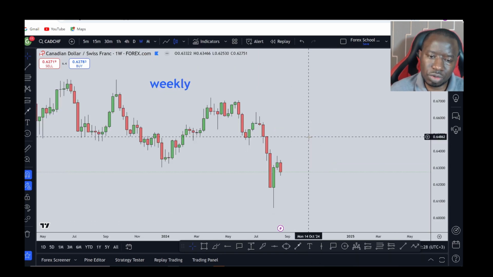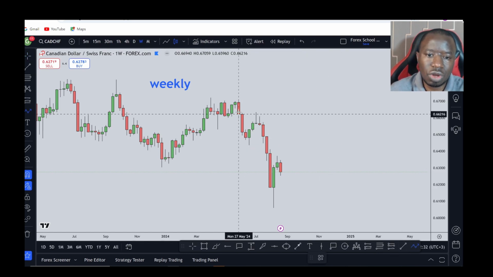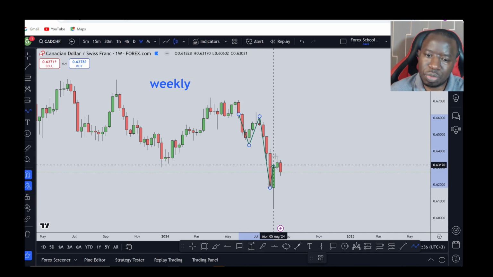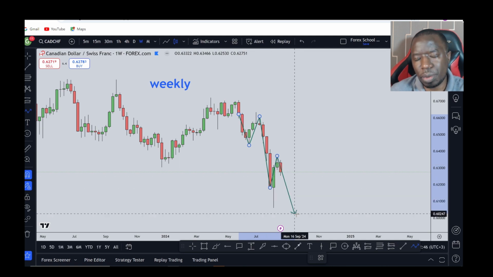Now, moving on to the weekly time frame, we also see that price has been making a series of lower lows and lower highs. It's being a new lower low, and now price has just completed the formation of a new lower high. We expect price to continue to the downside to form a new lower low, as has been the sequence of lower lows and lower highs being created.